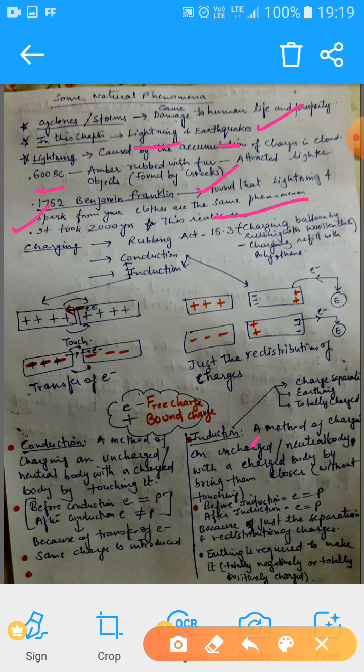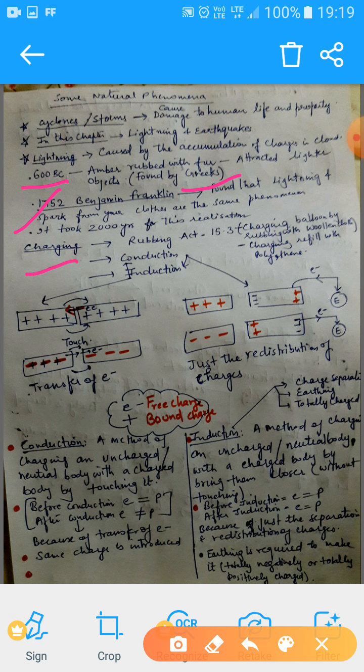And we can see the spark also if the room is darker. It means it took over 2000 years for this realization. So it started basically in 600 BC. Before that also people used to think that it is all because God is not happy with the people, that's why lightning and all these natural phenomena occur. But the reality came into existence because of the observation made by Greeks. Later on, some experiments were performed by Benjamin Franklin.